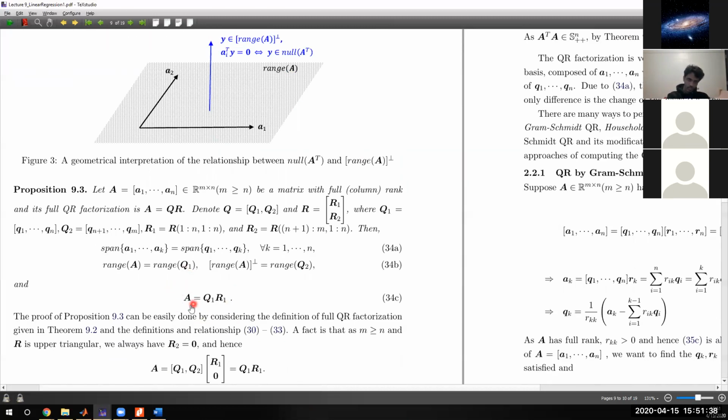You actually have A directly equals Q1 times R1. And this is thinner than the full QR decomposition. Why? Because my Q1 dimension is what? Q1 dimension is M times N. And my R1 dimension is, okay, let me write it down. Here, I need to write it down.